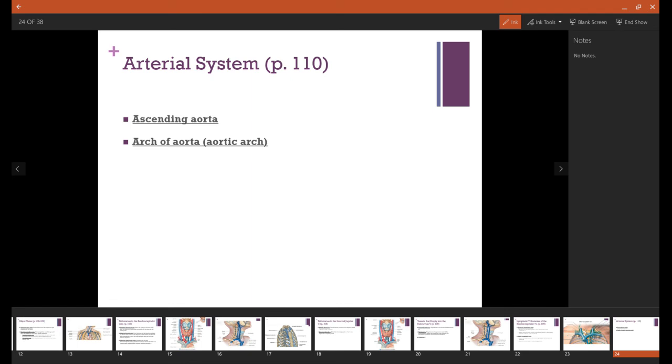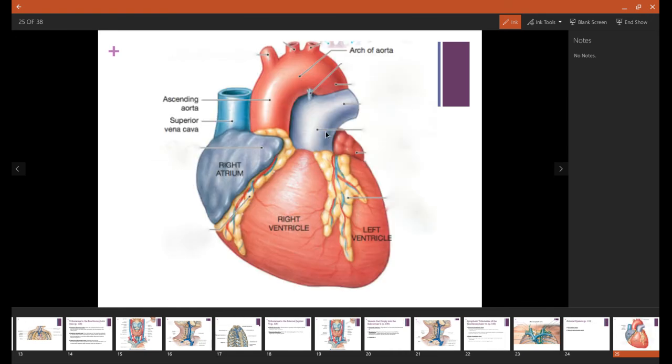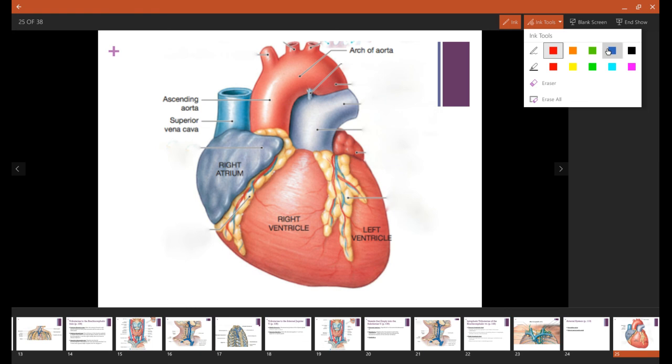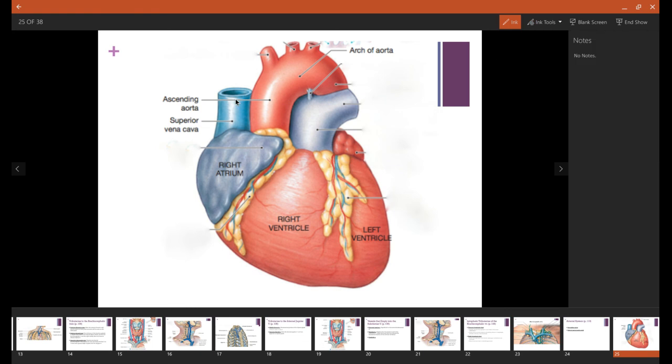At some point, this portion that's going upwards is no longer going to be going just straight up. It's going to start curving around. When it starts curving, it's called the arch of aorta or the aortic arch. That's what we see right here. So the ascending aorta, we'll draw a little line here. So the ascending aorta is just a short piece as it's going upward. Once it hits right about where this line has been created, it starts curving around here, and that's going to be called the arch of aorta.